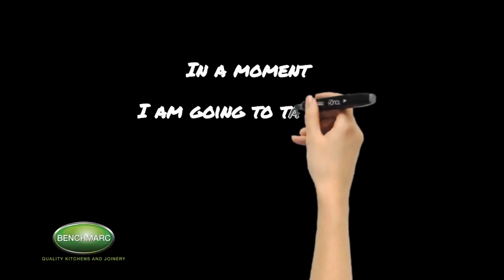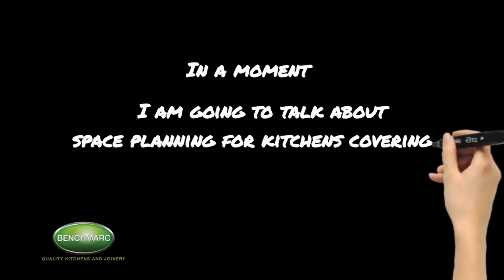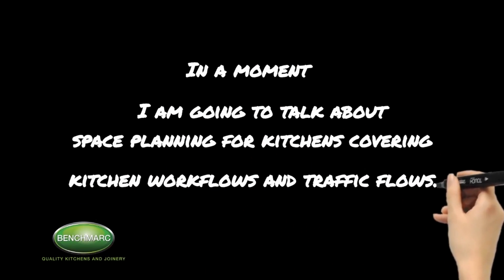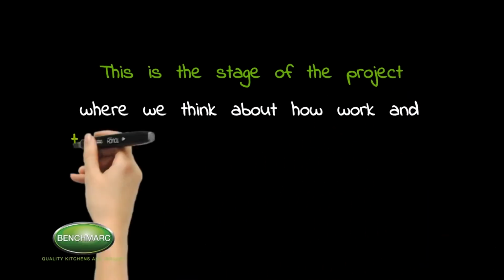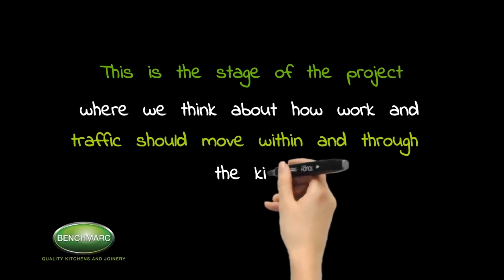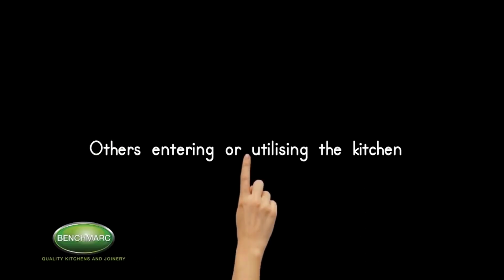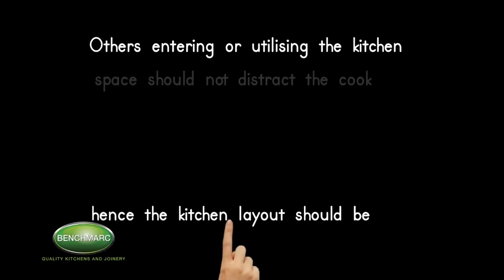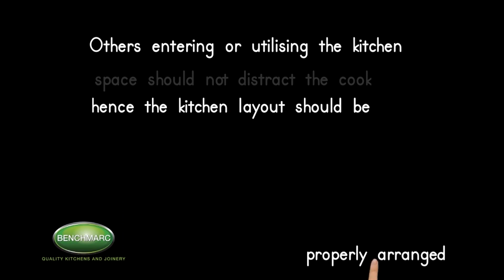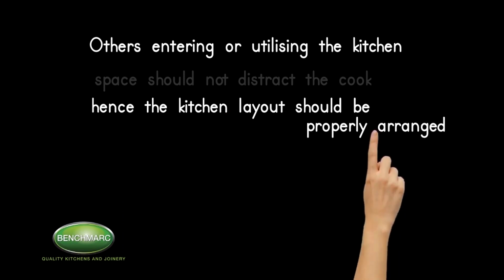In a moment I am going to talk about space planning for kitchens, covering kitchen workflows and traffic flows. This is the stage of the project where we think about how work and traffic should move within and through the kitchen. Others entering or utilizing the kitchen space should not distract the cook, hence the kitchen layout should be properly arranged. A smooth workflow and a clear traffic flow must be planned into the design.